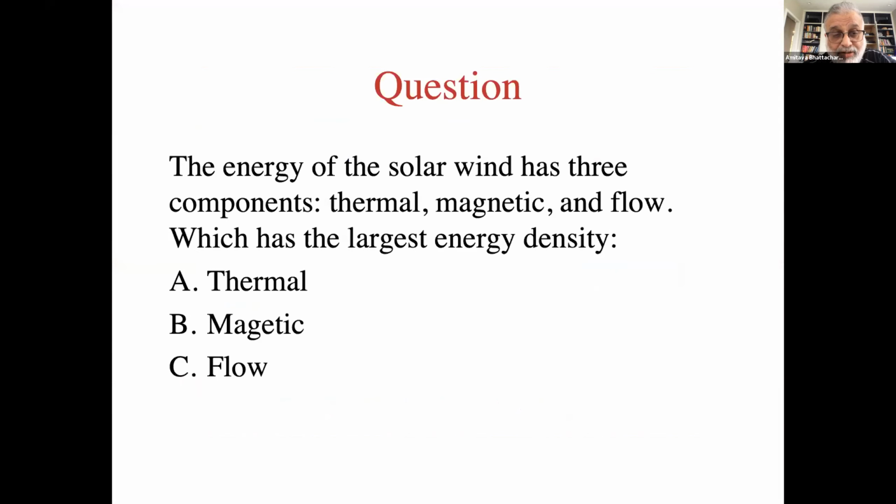But now I have a question for you. The energy of the solar wind has three components: thermal, magnetic, and flow. Which is the largest energy density?